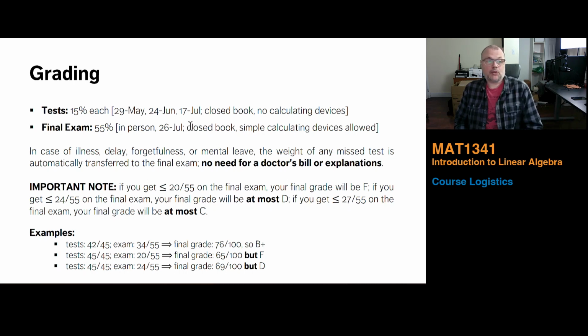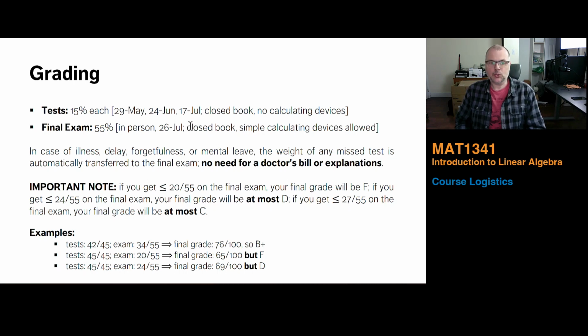If you get below 24 out of 55 on the final exam, which is still below a failing grade on the final, you cannot get more than a D in the course. That's impossible. If you get below 27 out of 55 on the final, which is just a smidgen below a passing grade, your final grade will be at most C. Doesn't matter what you got on the tests. You could be coming to the tests with 45 out of 45.